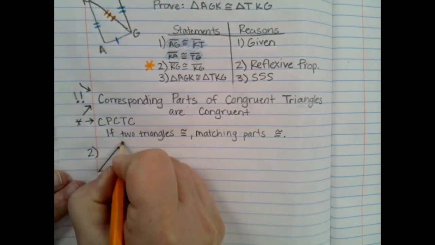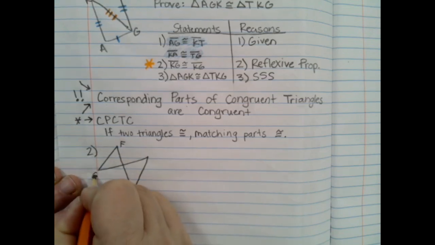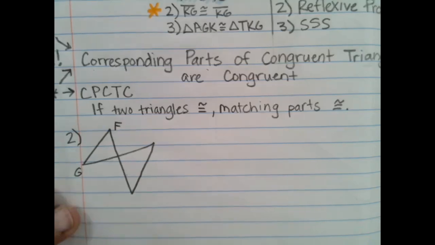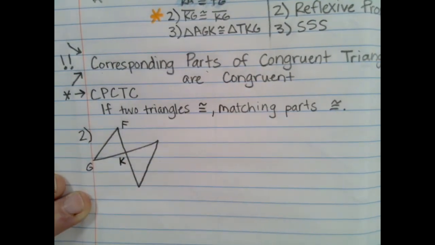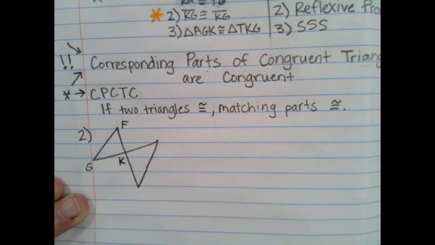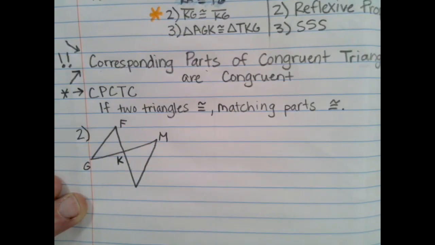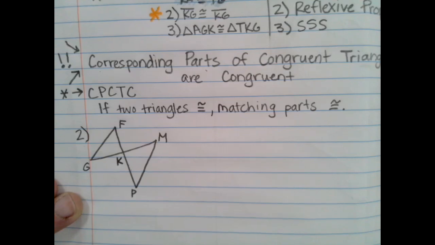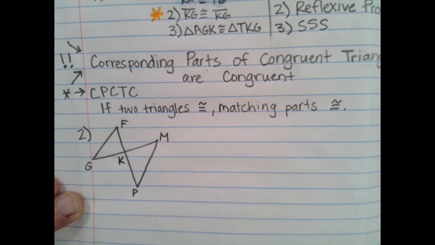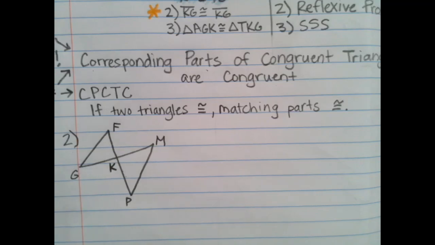All right, this is F up here. This one's G. This one here is K, the one in the middle. And then this one up here is M. And then this bottom one is P. So make sure you have that labeled correctly first, otherwise that might be a little challenging to do this problem.